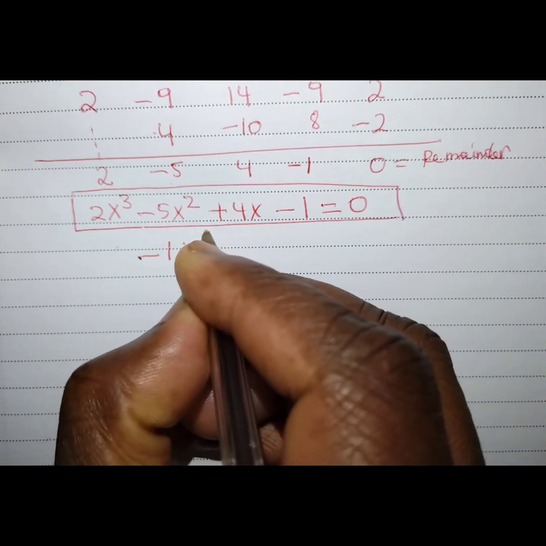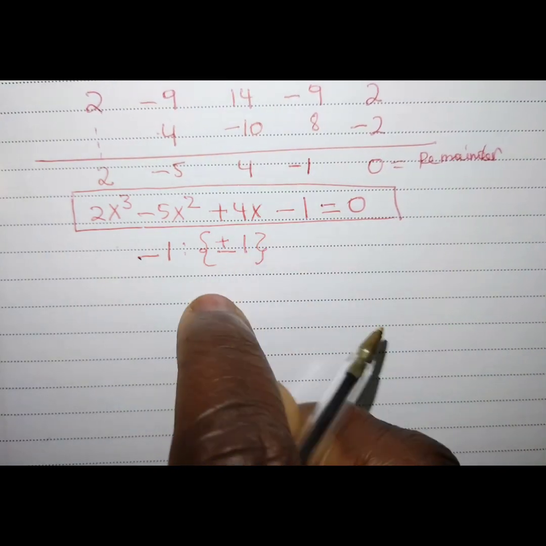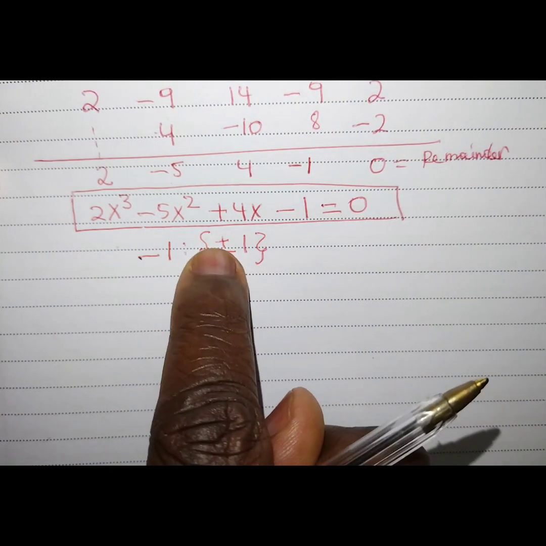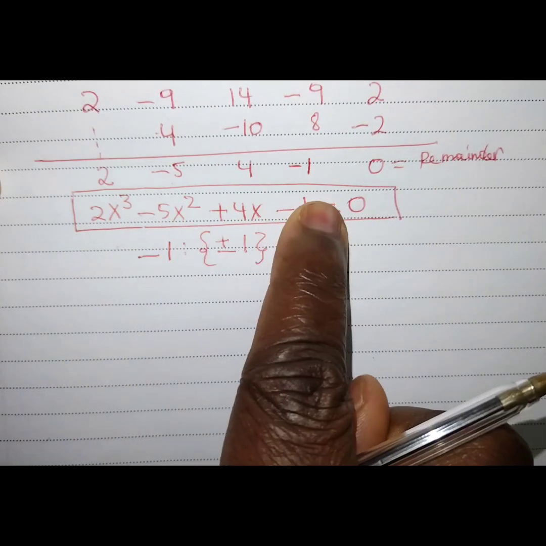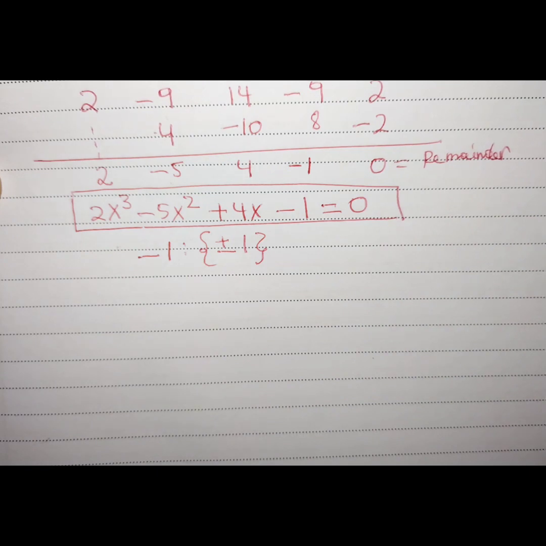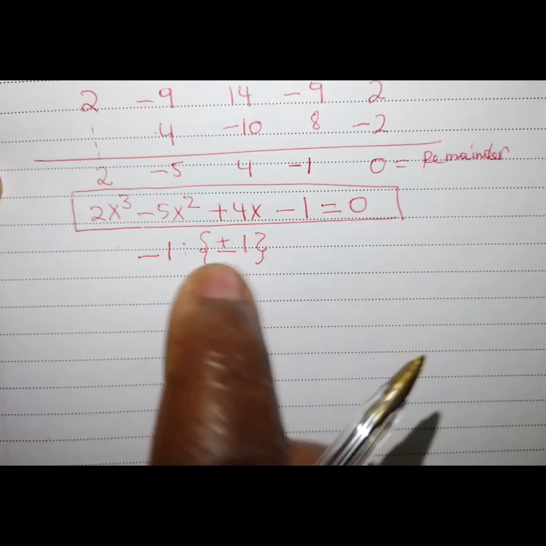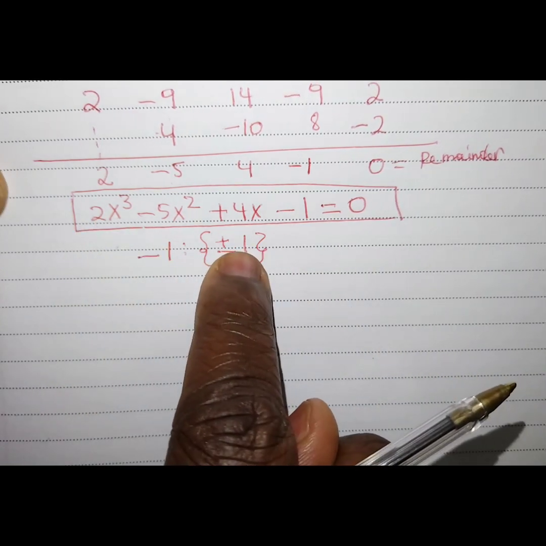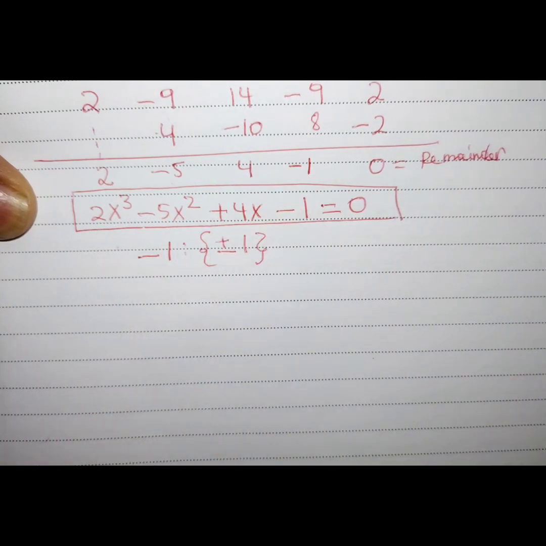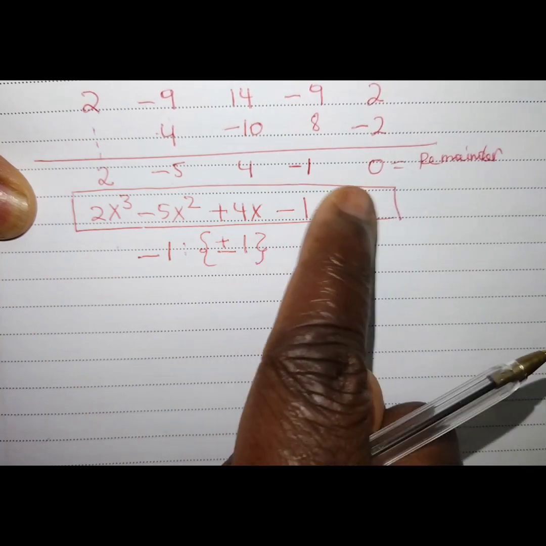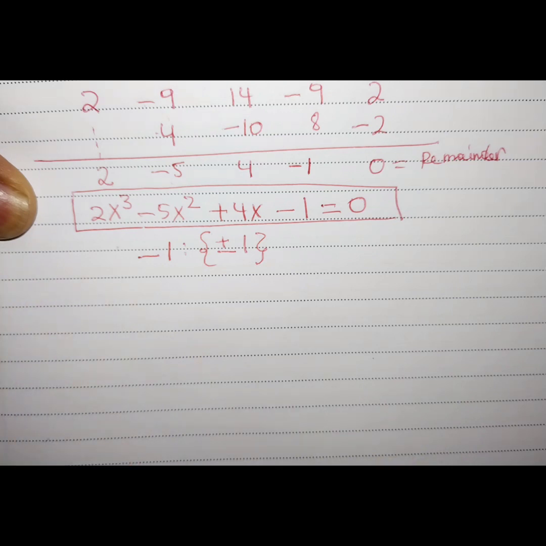Minus 1 can be divided by plus or minus 1. So it means that one of the 2 values, either positive 1 or minus 1, is the root of the cubic equation there. So which one will that be? I'm going to take, for example, positive 1. Then I'm going to replace this. If I replace positive 1 into this equation here, will I be able to find 0? If positive 1 gives me 0 when I replace it in the cubic equation, then positive 1 will be my root.